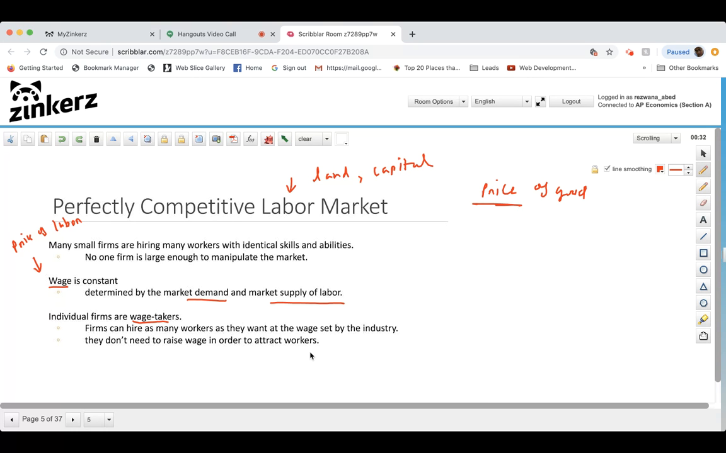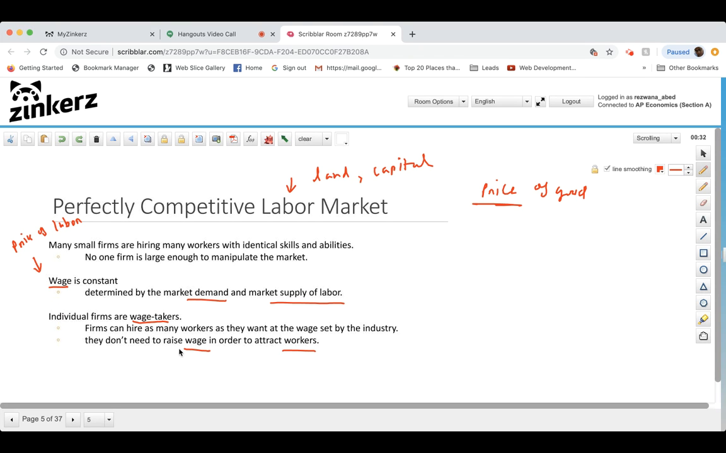Okay, and as you can imagine, for the workers, it's the same situation. They don't really have any say. They just have to accept the market price that has been set by the industry as given as well. So the farms don't need to raise wages in order to attract workers because they can hire as many as they want at the market wage rate.